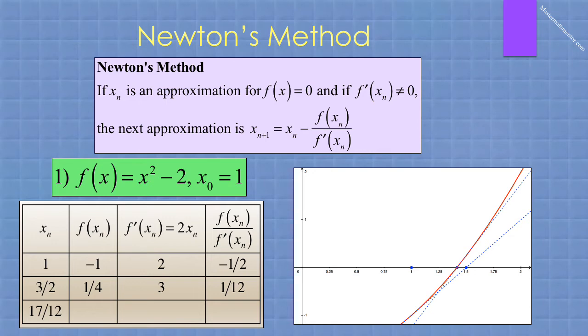We start the process over again, and we then find f of x sub n, which is 3/2 squared minus 2, which is 1/4. F prime of x sub n is 2 times x sub n, which is 3. And f of x sub n over f prime of x sub n is 1/12. So our new x sub n is equal to 17 divided by 12. Usually these problems get messy in terms of fractions, so we will stop at that point.